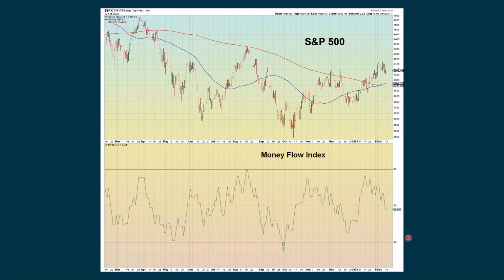Money flow index is another oscillator, extreme positive or extreme negative. When we're above 50, that's positive. Below 50, that's negative. Right now, the money flow index is declining and below 50, so this is more negative.